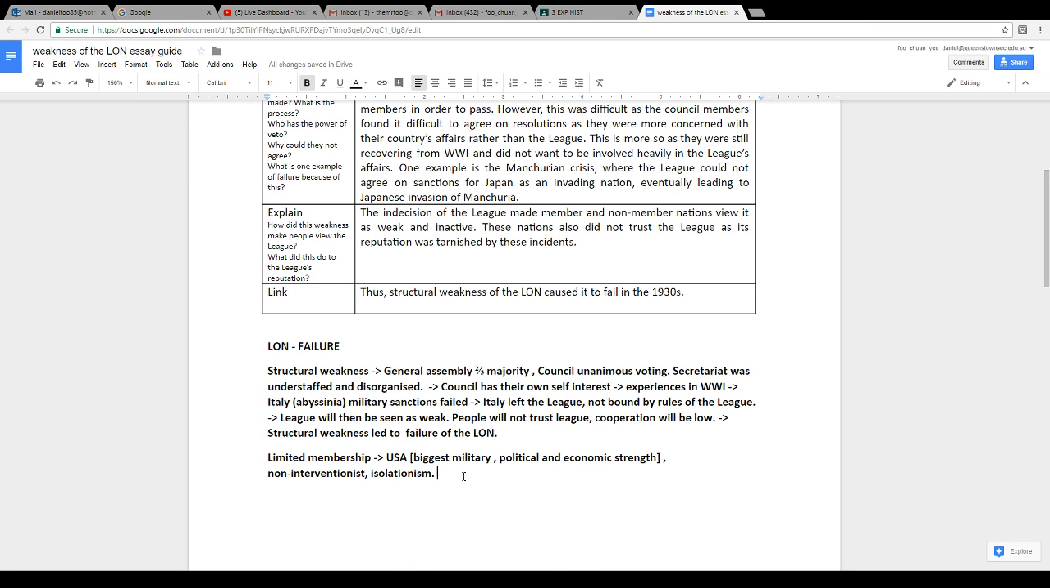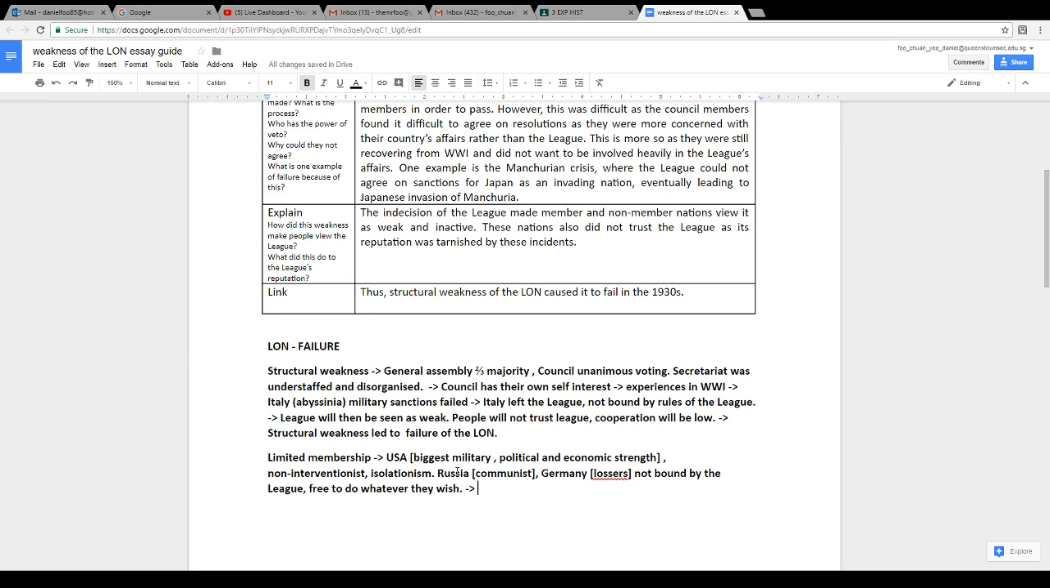Yes, so once you write this, you then put in the other two big nations who are not inside: Russia, because Russia is communist, and Germany, because Germany was the loser. So what's the impact of Russia and Germany not being inside? Simple. They won't be bound by the League, so they're free to do whatever they want. You cannot control these two countries. As a result, the League will lead to failures, without the military strength.